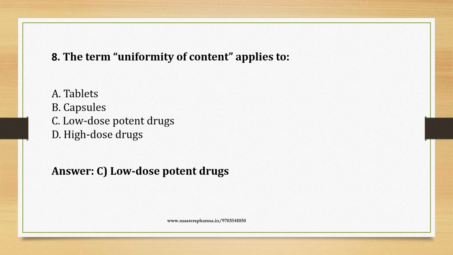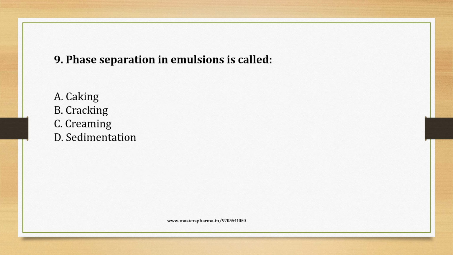The next question. Phase separation in emulsions is called caking, cracking, creaming, or sedimentation. The correct option is cracking. Emulsion instability can appear in several forms, but phase separation, where the oil and water layers completely separate, is specifically called cracking. Why is cracking correct? Cracking is irreversible phase separation. The dispersed droplets lose their protective films and cannot be restored by shaking.